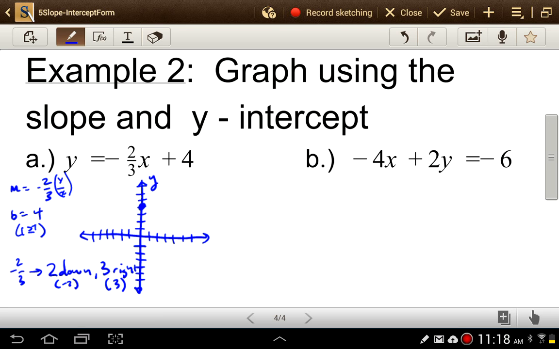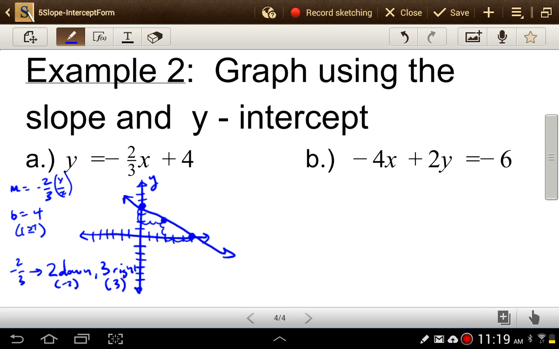So all I'm going to do is start from the point that I've already done, my y-intercept. I'm going to go down 2 points. 1, 2. And then I'm going to go right 3 points. 1, 2, 3. I'm going to plot my second point. Do it again. Down 1, 2, right 1, 2, 3. There is my graph right there. Okay, so you can actually just count using your slope and y-intercept.